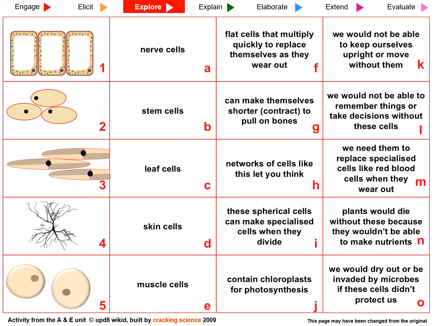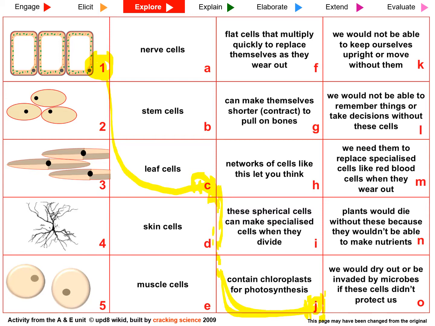So number 1 here, all right, I'll do it in yellow. That's obviously not an animal cell because you can see its thick cell wall, so it's actually a leaf cell. So we go down to C. And what is the leaf cell's function, or what are its properties? It contains chloroplasts so that it can do photosynthesis. So we connect that down to J.